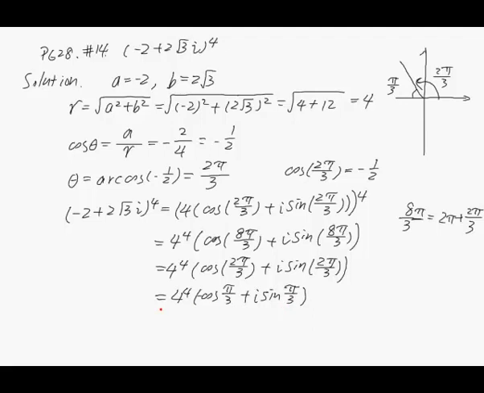So now, let's simplify. Then we have the 4 to the 4th power, and this negative cosine of the pi over 3 is equal to negative 1/2, and sine of the pi over 3 is equal to root of 3 over 2, and 4 to the 4th power, this is equal to 16 squared and is equal to 256, right?